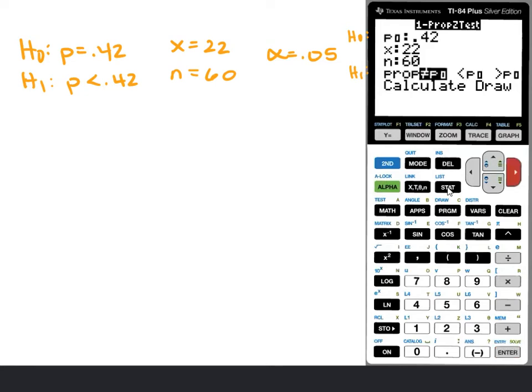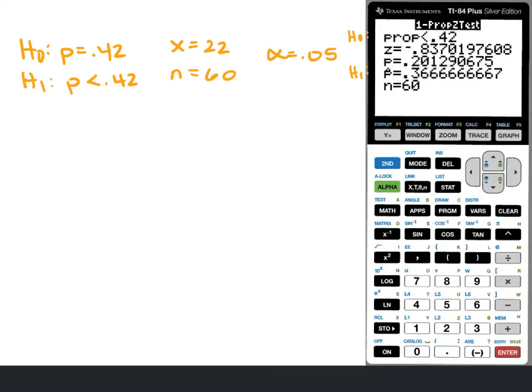So notice here I can move over using the arrow key, but if I just stay there, I'm not going to select it. I must hit enter to select. So when you go down to calculate, if it's not still highlighted with that less than p naught, then I haven't actually selected it.